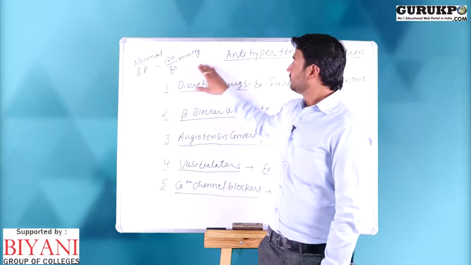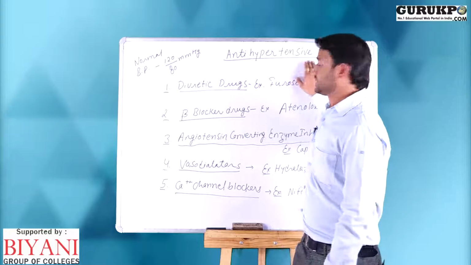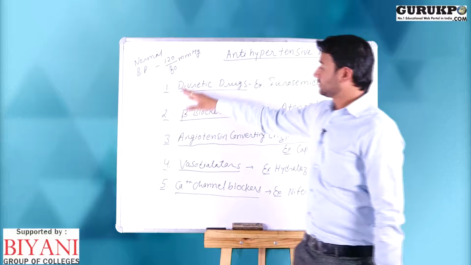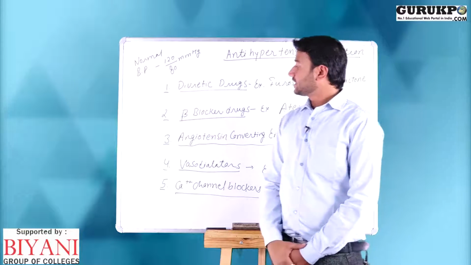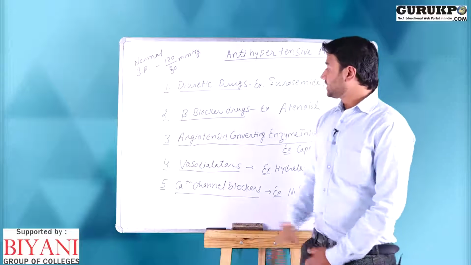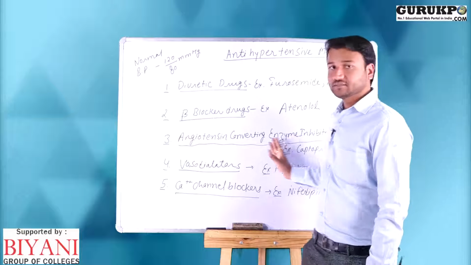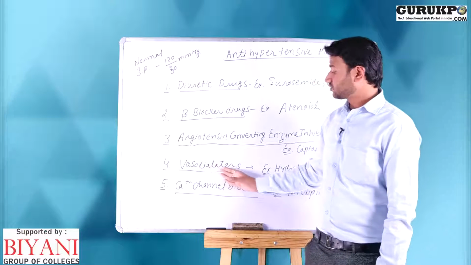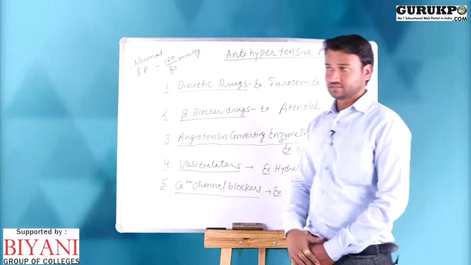So first of all we will discuss the antihypertensive medication, and this is the classification of the antihypertensive medication. First of all, diuretic drugs, second one beta blocker drugs, third one angiotensin converting enzyme inhibitor drugs, fourth one vasodilator drugs, and fifth one is calcium channel blocker drugs.